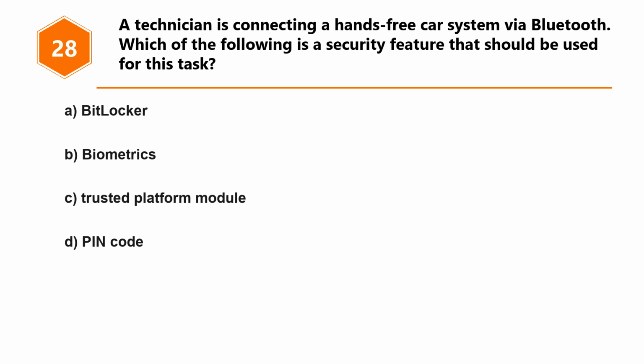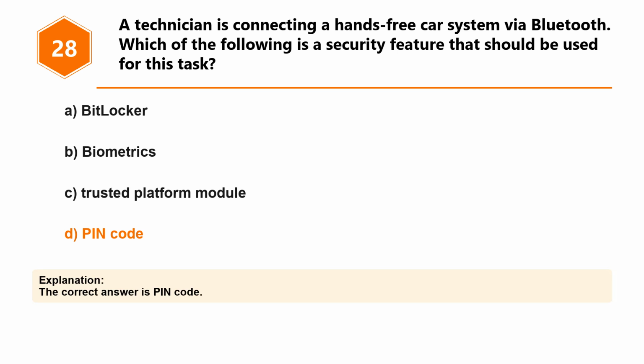Question 28. A technician is connecting a hands-free car system via Bluetooth. Which of the following is a security feature that should be used for this task? Option A, BitLocker. Option B, biometrics. Option C, trusted platform module. Option D, PIN code. The correct answer is option D, PIN code.